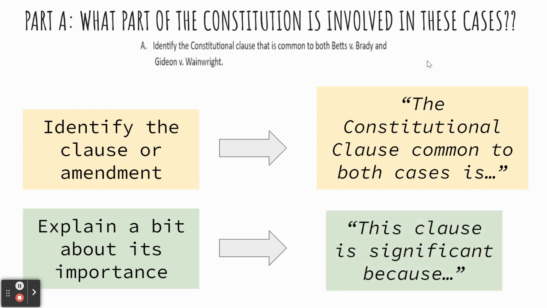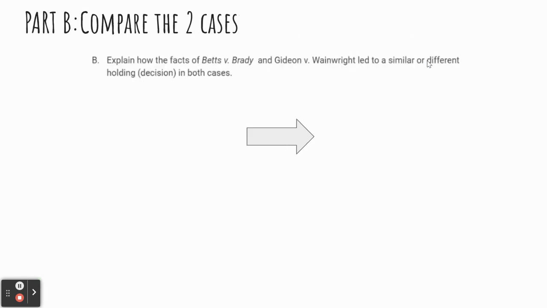This clause is significant because, right? So you could say something like, in this particular circumstance, the Sixth Amendment is significant because it provides people the right to legal counsel, the right to an attorney. Make sure that you clearly explain what the constitutional clause is about so you get credit for it. That's Part A.